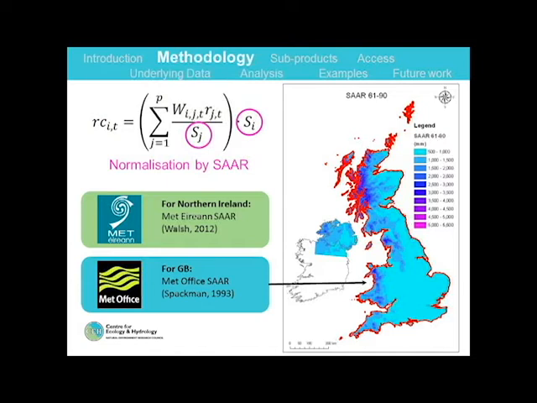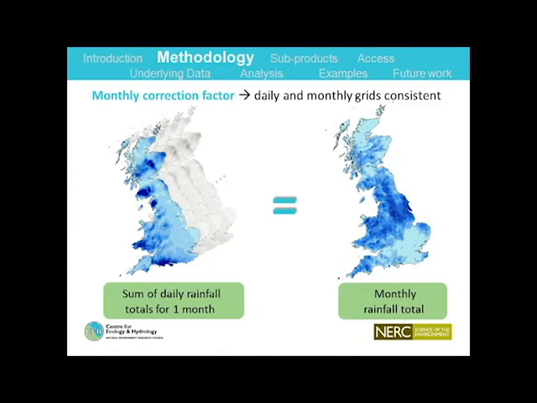And lastly, we've also applied a monthly correction factor to make sure that the daily and the monthly grids were consistent. So for CEH-Gridded, the sum of the daily rainfall totals for one month is equal to the monthly rainfall total for that same month.